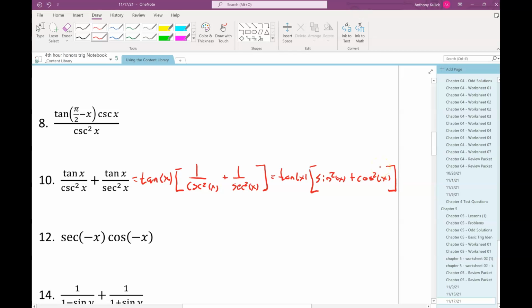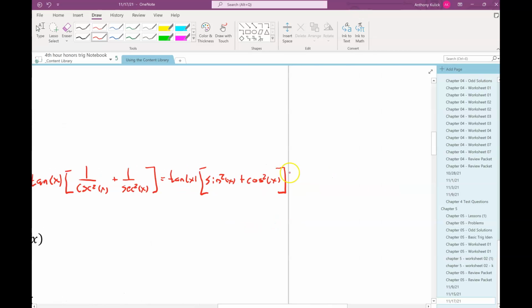So far, so good? Okay. I take a look now, I see sine squared plus cosine squared. Woo-hoo, that I recognize. That's the first Pythagorean identity. So that says that sine squared plus cosine squared is 1. And tangent times 1 is just tangent.